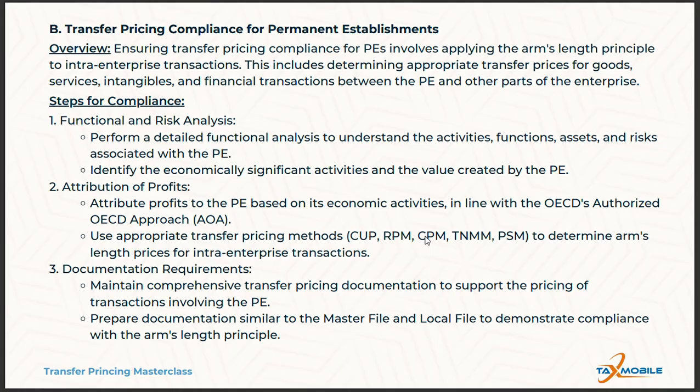Ensuring transfer pricing compliance for permanent establishment involves several crucial steps. Step 1 is functional and risk analysis. So there is a need to perform a detailed functional analysis, and based on this, the first step in determining how much profit should be attributed to the permanent establishment is conducting a functional analysis. So this involves understanding the exact activities, functions, assets, and risk associated with the permanent establishment.